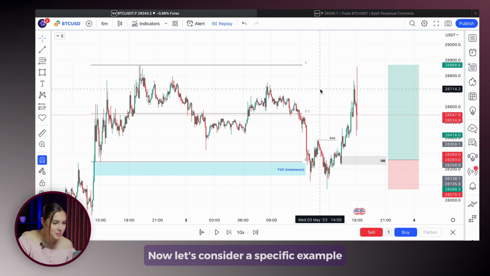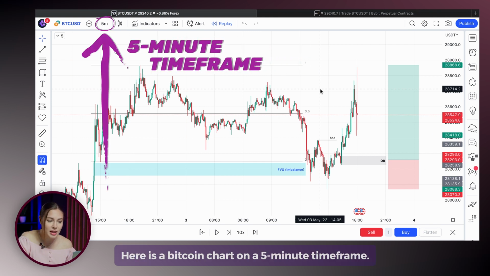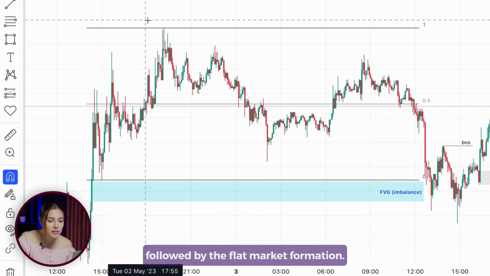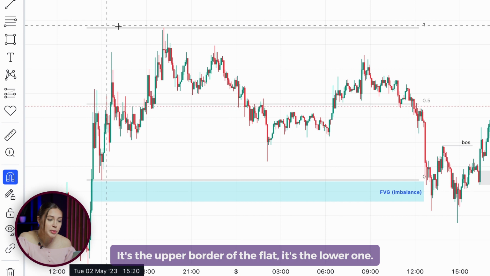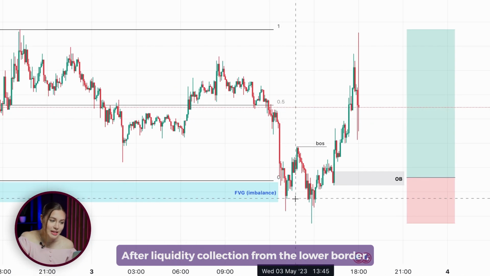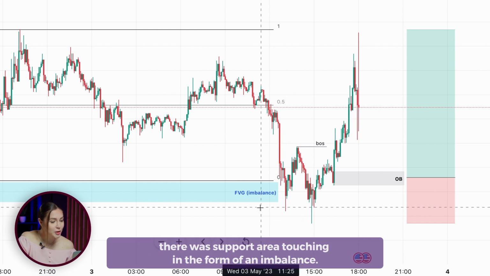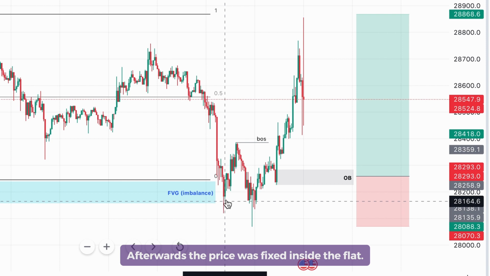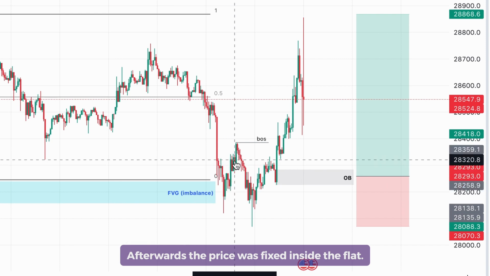Now let's consider a specific example. Here's a Bitcoin chart on a 5-minute time frame. There was an upward movement on the chart, followed by the flat market formation. This is the upper border of the flat, and this is the lower one. After liquidity collection from the lower border, there was support area touching in the form of an imbalance. Afterwards, the price was fixed inside the flat.